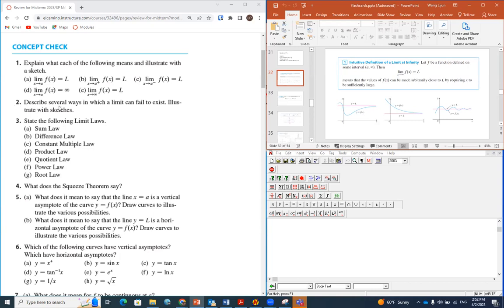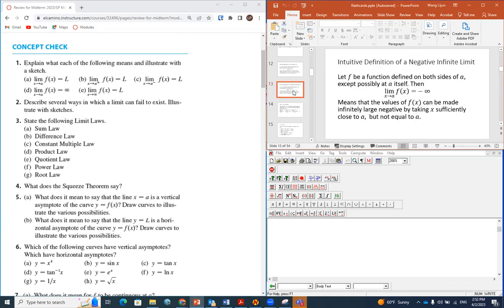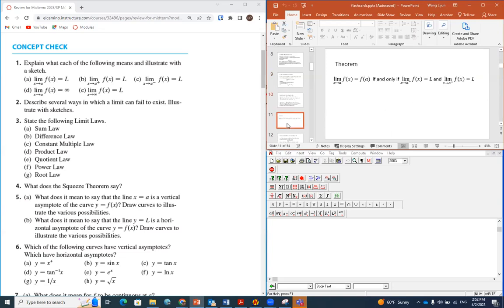Number 2, describe several ways in which a limit can fail to exist. Well, for a limit to exist, we have a very important theorem, which we mentioned many times, which is this one: the limit exists as x is approaching a if and only if the two one-sided limits not only exist, but are also equal.